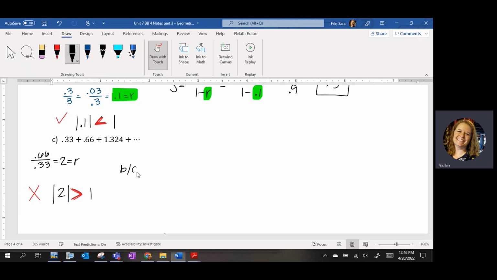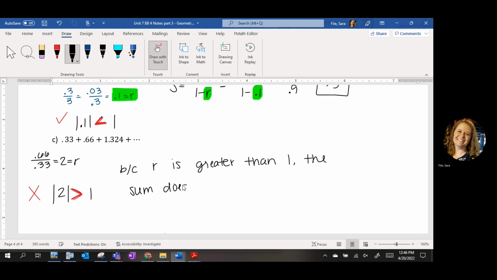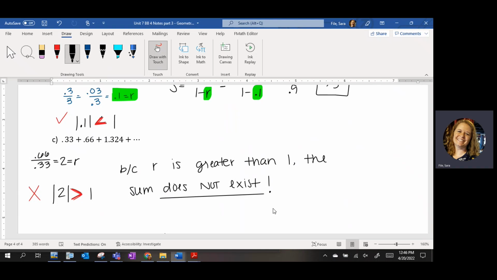But because I'm going to write it out for our notes, because R is greater than 1, the sum does not exist. Y'all okay with that? So you're checking your R, is it greater than or less than 1 to determine if your infinite series can have a sum.